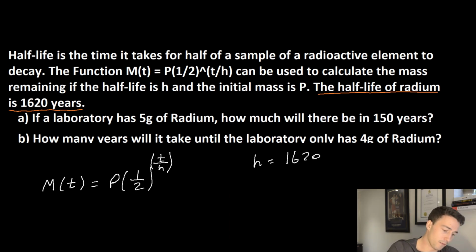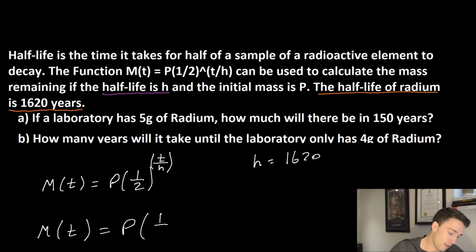They said right here that the half-life is h. So if we know the half-life, we can just plug that variable in. Now we can rewrite this expression as m of t is equal to p times 1/2 to the power of t divided by 1620, because that's the half-life.